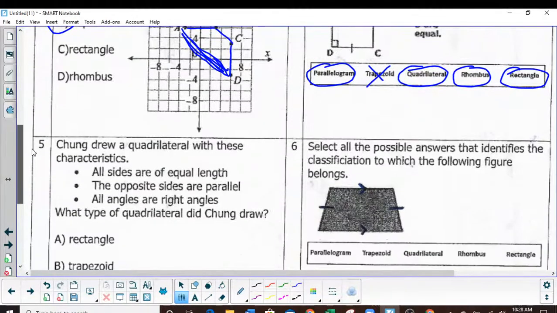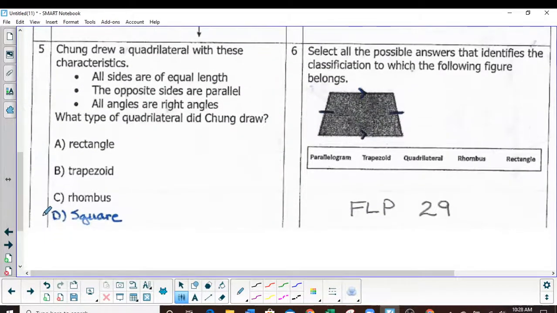All right? Let's look at number 5. Chung drew a quadrilateral with these characteristics. All sides of equal length, the opposite sides are parallel, and all angles are right angles. What type of quad did Chung draw? He drew a square.